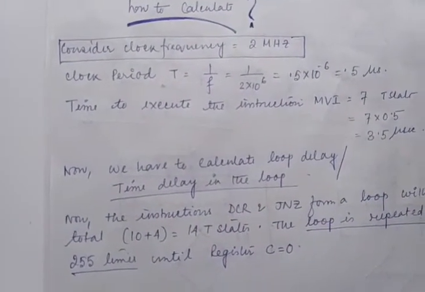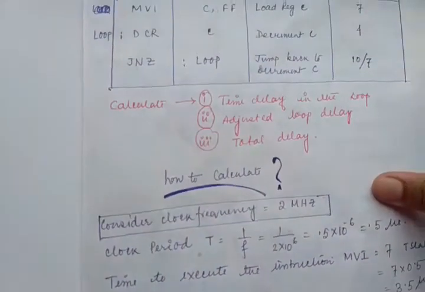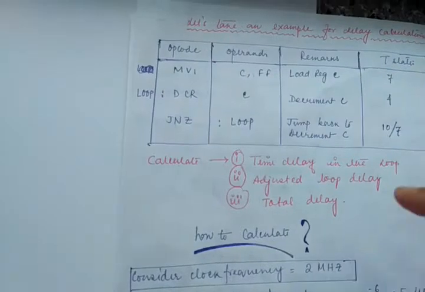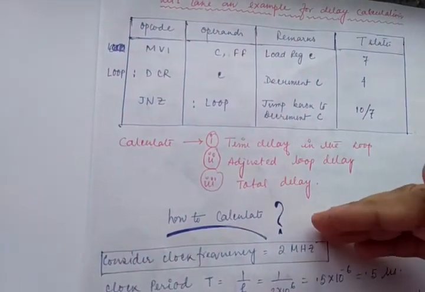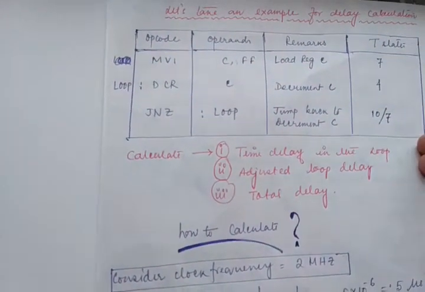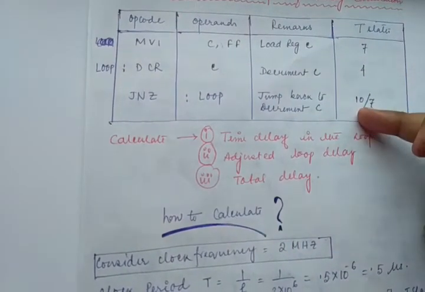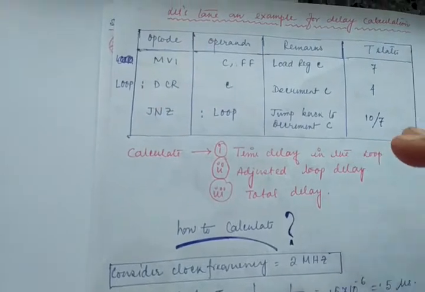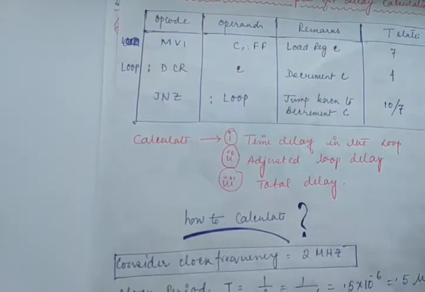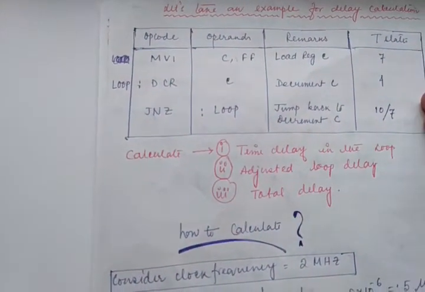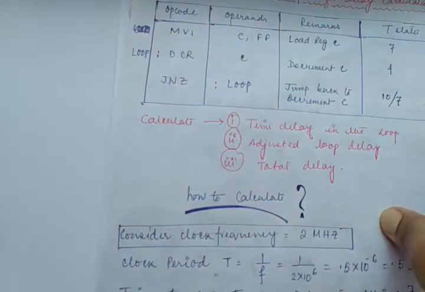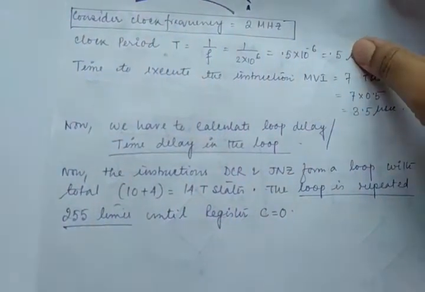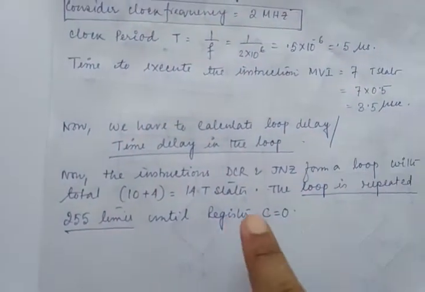Now we have to calculate the time delay in the loop. Okay, so please see where the loop is created. The loop is created in between two instructions: one is your DCR and one is your jump if not 0. And the total T states required for that is 4 and here it is 10. Why will we take this 10? Because jump if not 0 is used in the looping part, it is used as a branching instruction. So the total T states required is 10 plus 4, that is 14, right? Okay, so now the 14 T states and the loop, please see the instruction.